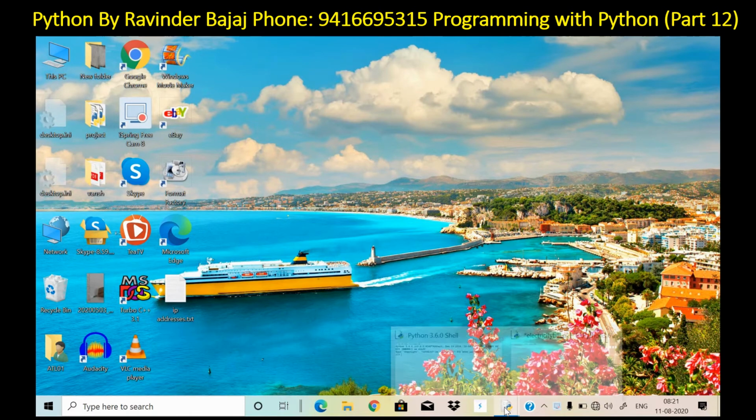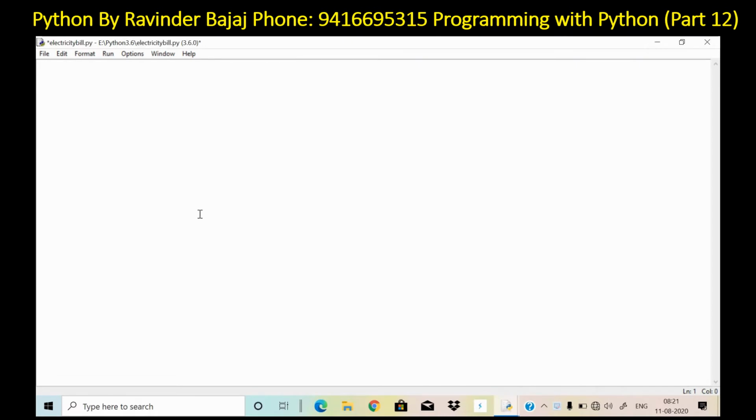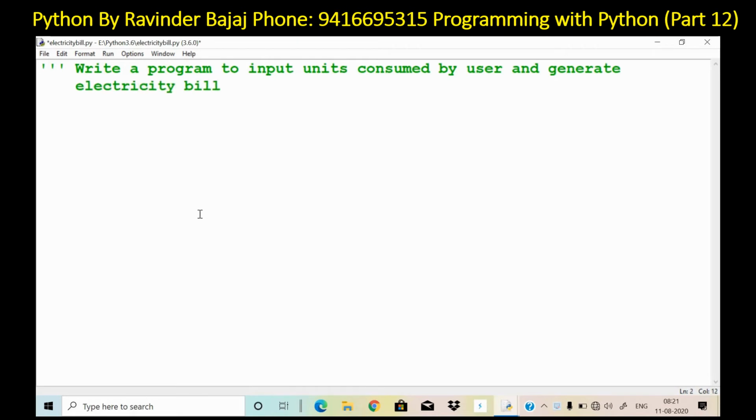So here I am writing one more solution for you. This is the Python shell. This is a new program. Let me write a question. These are comments. Write a program to input units consumed by a user and generate an electricity bill as per the following rules. See, the rates are given.